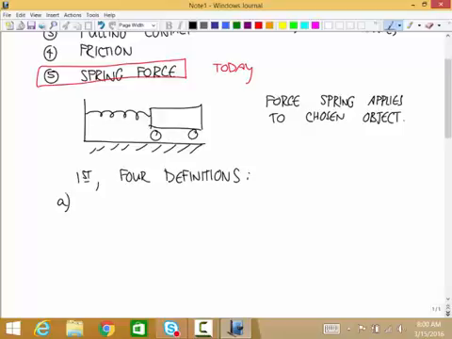The first one is every spring has a resting length. You know, like if you have a drawer with springs in it, they're all a certain length when they're sitting there. And so I'm going to call that L sub 0. So that's the length of the spring when no force is applied to either end of it.